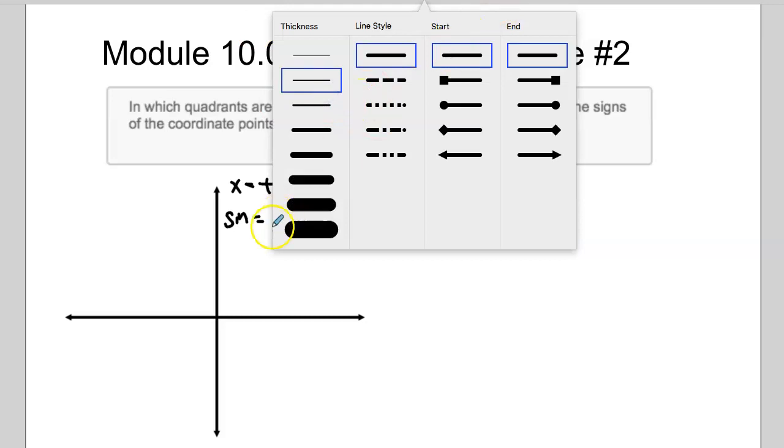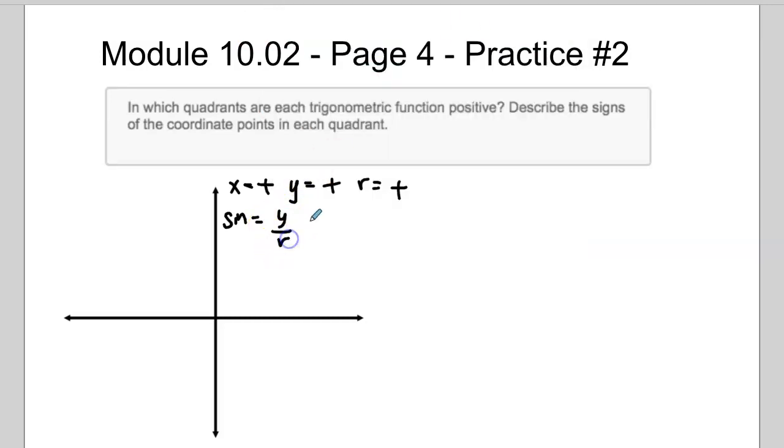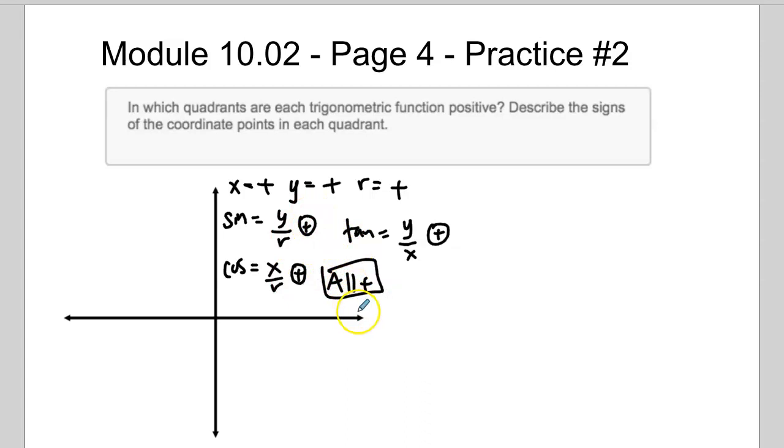So positive y over positive r, and that's a positive value. And then cosine is positive x over positive r, which is also positive. And then tangent would be positive y over positive x, which is still positive. So in this particular quadrant, the first one, they are all positive. All three trig functions are positive here.